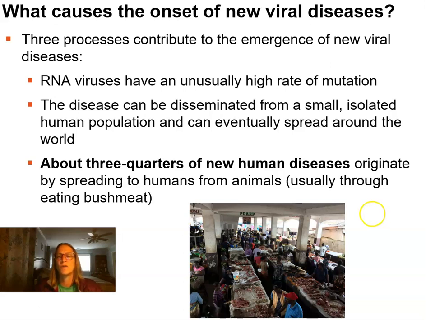So we talked a little bit about where these viruses come from and how they become a pandemic. There are three main processes that contribute to the emergence of these new viral diseases. One thing that happens is that RNA viruses, like the human viruses that we've been talking about, have an unusually high rate of mutation. And what that means is their genetic makeup mutates a lot, and so that can allow them to move from one host to the next at a more rapid rate than other types of viruses.